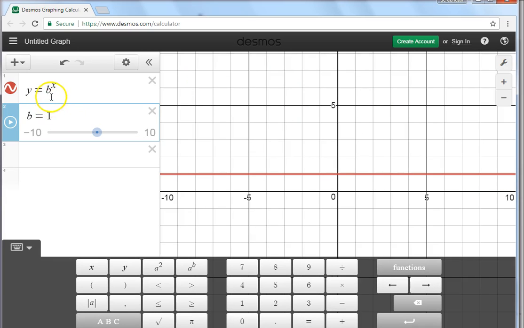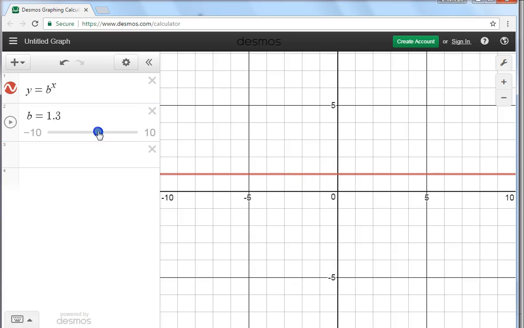When the value is 1, 1 raised to any power is 1. So I just see this flat line through 1. And I notice that if the values get bigger than 1, the graph starts to increase. If the numbers get smaller than 1, like 0.7, the graph starts to decrease. And then if they get negative, the graph just kind of disappears. So we're looking at values that are positive, so greater than 0. If they're less than 1, the graph looks decreasing. If they're greater than 1, the graph looks increasing.